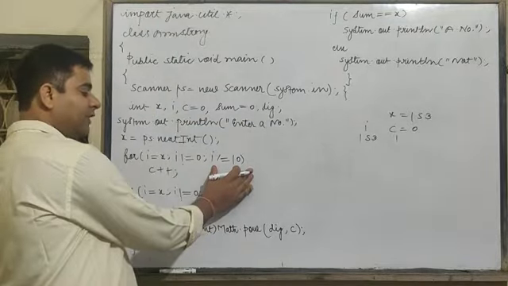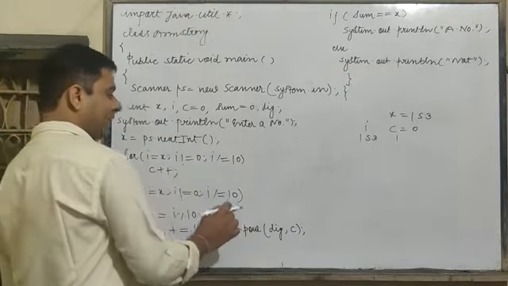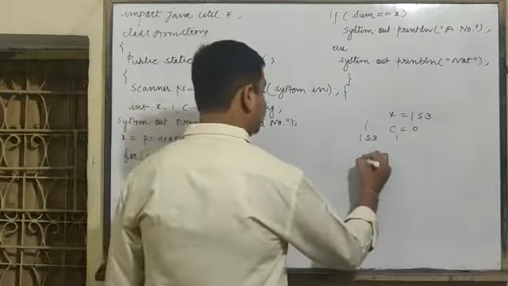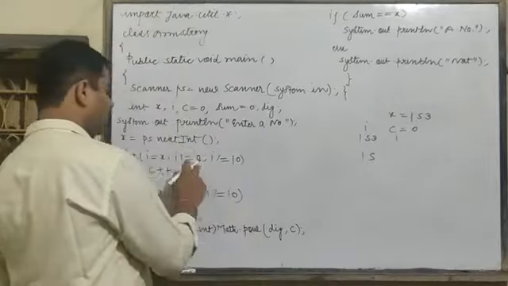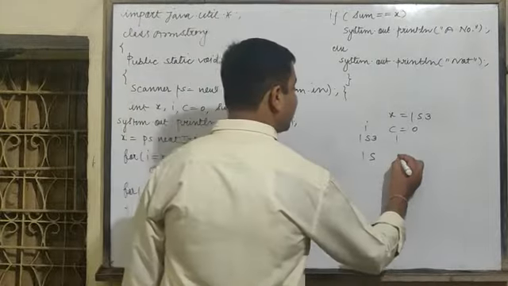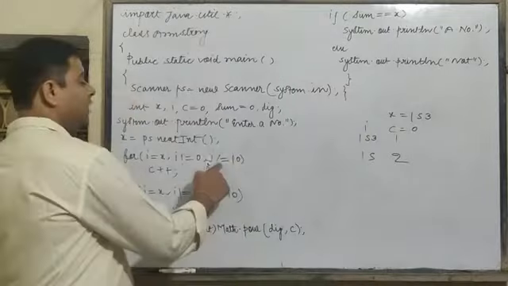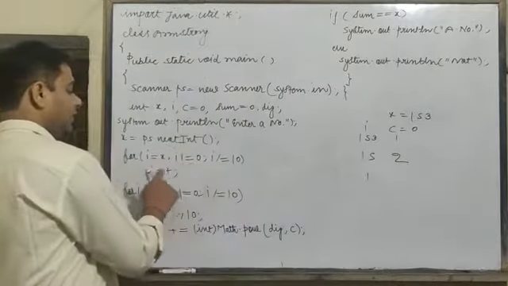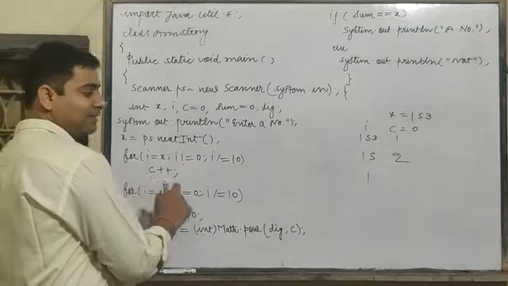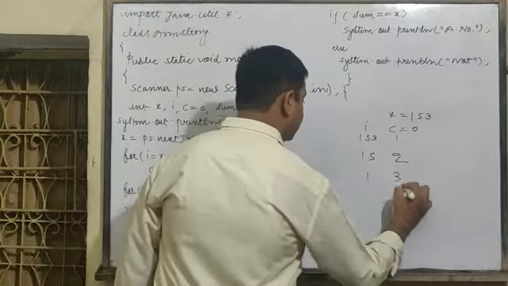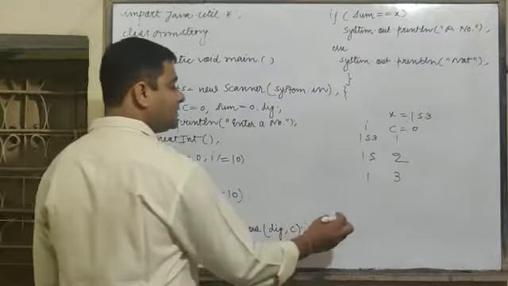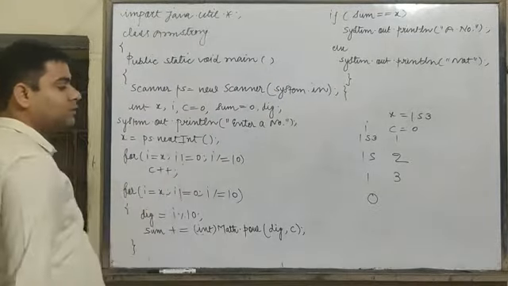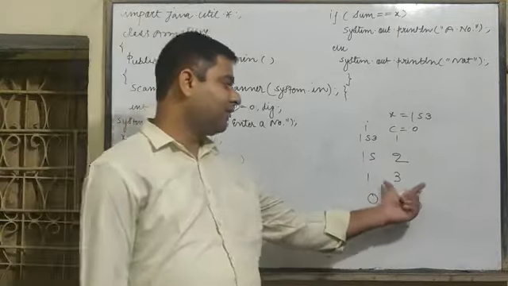So 153 upon 10, 15, not equal to 0, no, it will come inside. So the value of I upon 10, 153 upon 10, is 15, an integer. So 15 is not equal to 0, no, it will come inside, the value of c plus plus will be increased by 1, so it will be 2. 15 upon 10 is 1, not equal to 0, no, it will come inside, c plus plus will be increased by 1, so it will be 3. Then 1 upon 10 is 0, and the condition will be false. So it will come out of the loop.